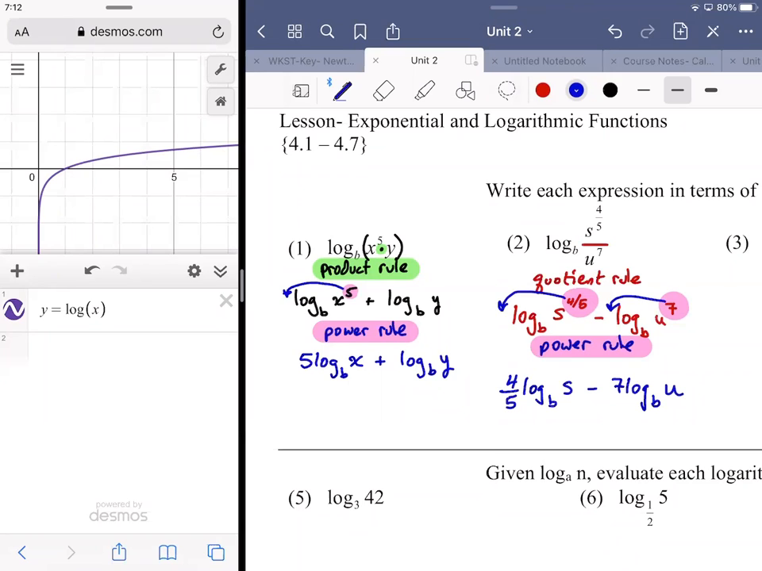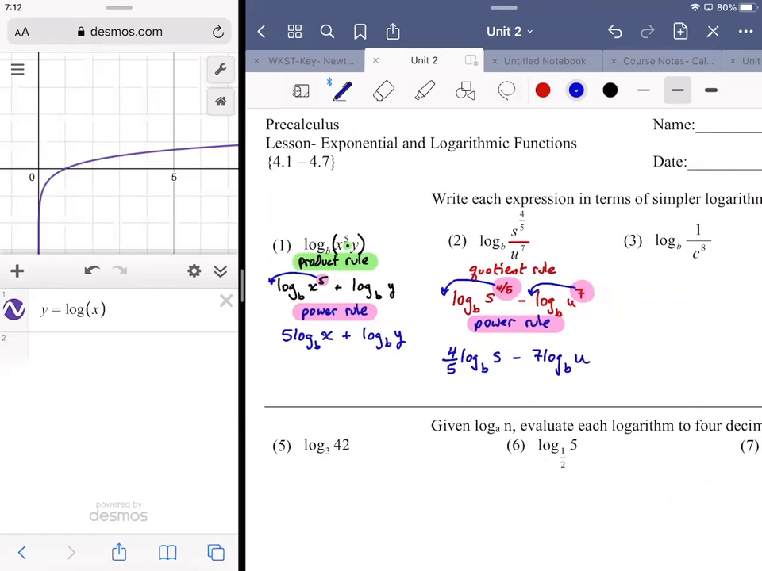But what we need to be able to do is be flexible enough to handle the logarithms that are very complicated initially, and by handle them, I mean represent them in a simpler form, and make it nice and easy to work with.